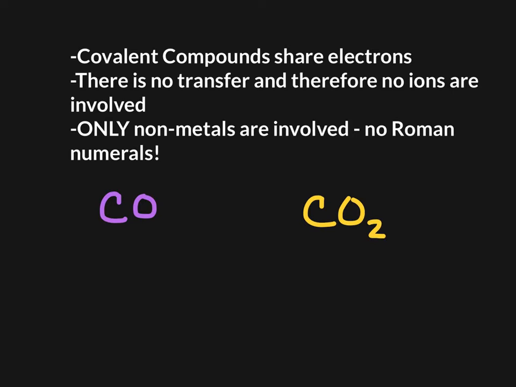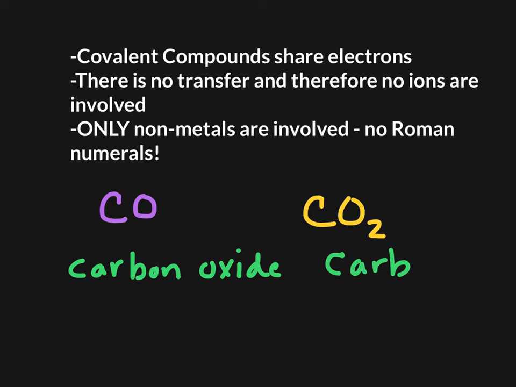If we take a look at these two covalent compounds, let's go about naming them. CO would be called carbon oxide, according to the rules we have right now. And CO2 would also be called carbon oxide. This is a problem. Just like with our Roman numerals for our type 2 compounds, we can't have two different formulas have the same name. That's impossible. So we need something else here for covalent compounds.